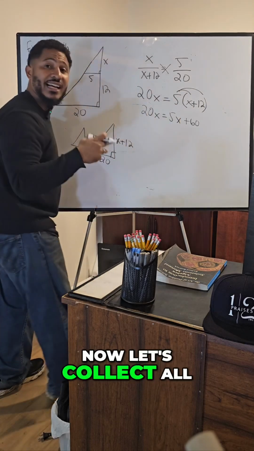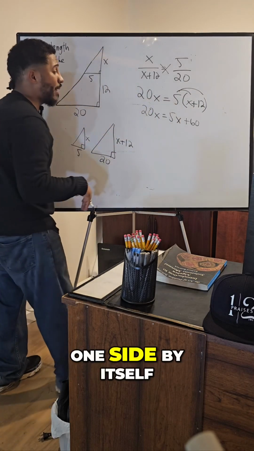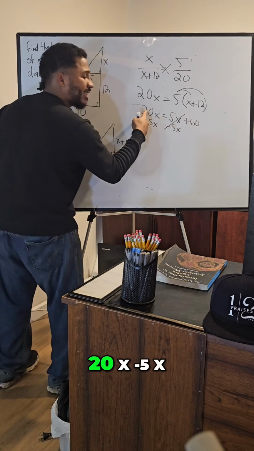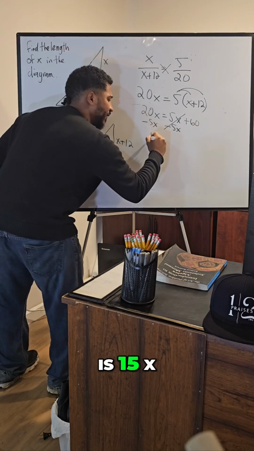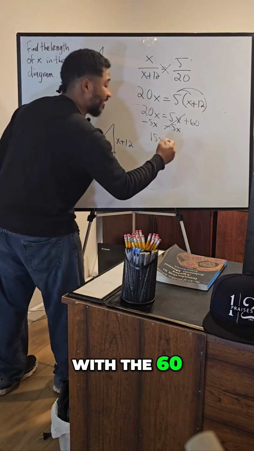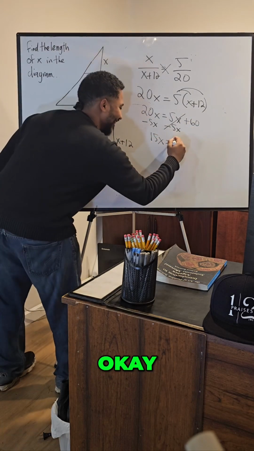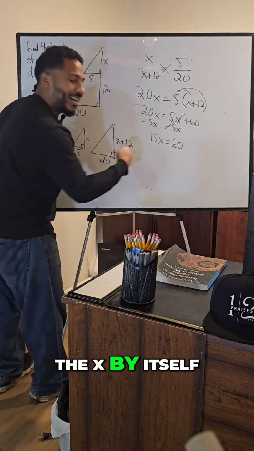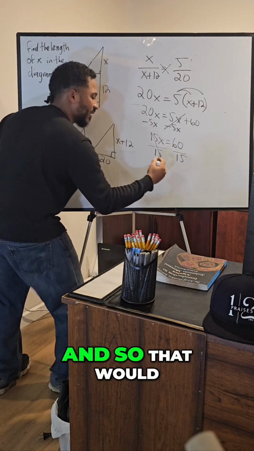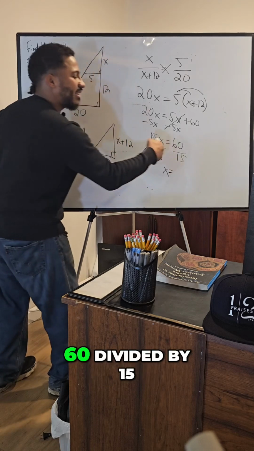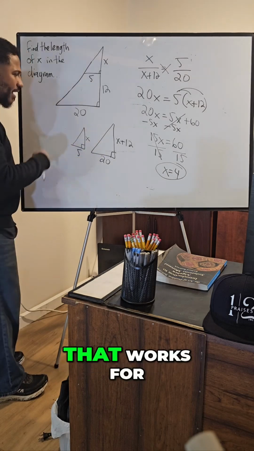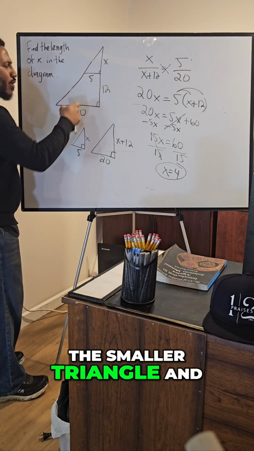All right. Now let's collect all the x stuff on one side by itself. So subtract 5x from both sides. That would give me 20x minus 5x is 15x equals, and then on this side, we're just left with the 60. That's right, not left. Okay, last step, we have to get the x by itself by dividing both sides by 15. There we go. And so that would give me x equals 60 divided by 15, which is 4. So we found the x in the diagram that works for this smaller triangle and big triangle.